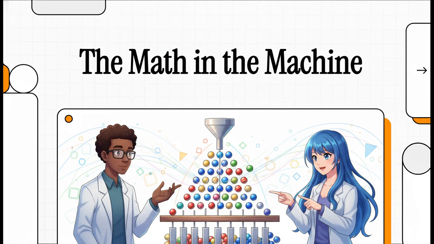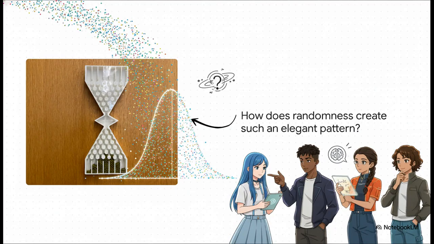Have you ever stopped to wonder if there's a hidden pattern inside of pure chaos? Well, today we're going to look at a deceptively simple little machine that shows us just that, an incredible order hiding within what looks like total randomness. Just look at this. You have hundreds, maybe thousands of tiny beads, and each one is falling completely at random. And yet, somehow, they create this perfect, elegant, and predictable curve.